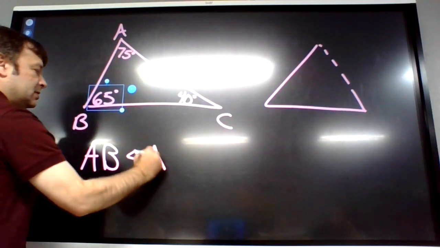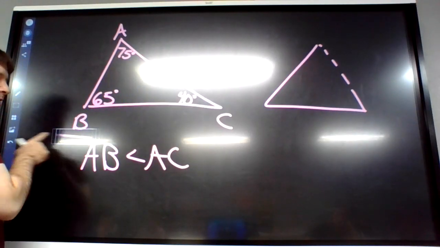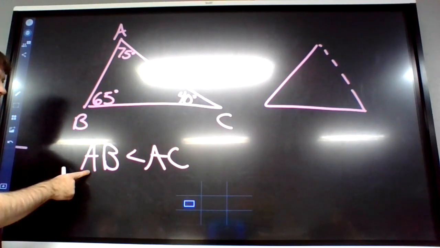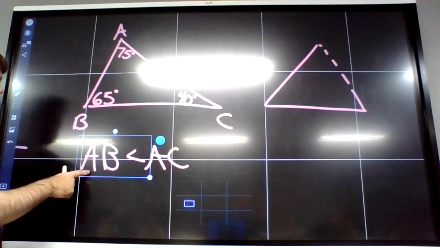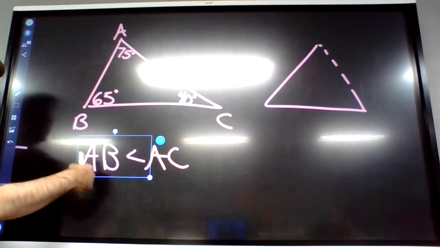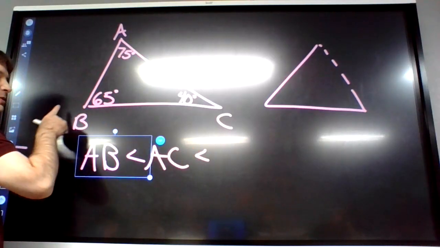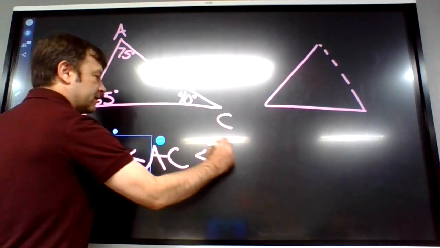AC. And when you don't put a line segment on top, what does it mean? The length of AB. So this represents some number length. The length of AB is smaller than the length of AC, which is smaller than the length of BC.